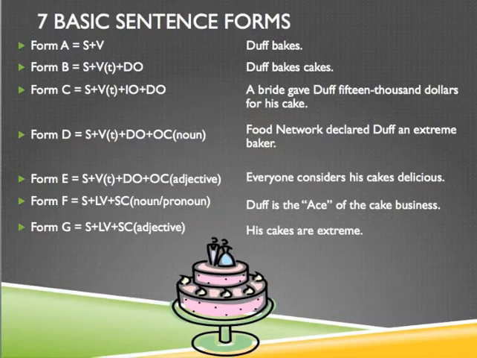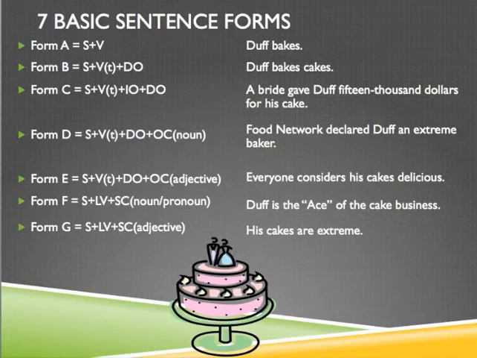$15,000 for his cake. In the Form D sentence, you may or may not have been exposed to this type of sentence before. You have a subject, a verb that's transitive, a direct object, and an object complement that is a noun. For example, Food Network declared Duff an extreme baker. The Form E sentence is similar to the Form D, where you have a subject plus a verb that's transitive, a direct object, and an object complement, but in this case the object complement is an adjective. Everyone considers his cakes delicious.